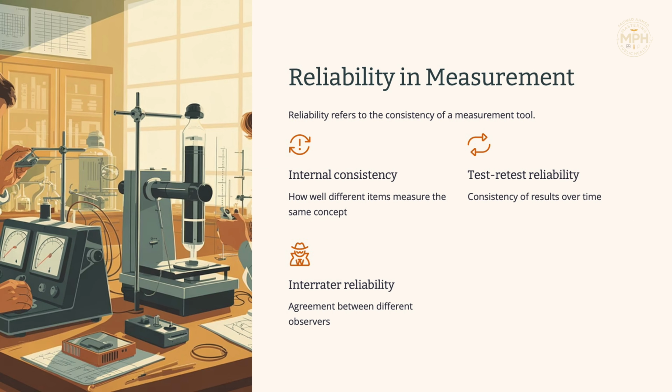Now let's discuss reliability and validity, two key concepts in ensuring quality measurement. Reliability is the consistency of a measurement. If a tool gives the same result over time or between observers, it's reliable. Types include internal consistency. Do items within a tool measure the same concept? Test-retest reliability. Is the result stable over time? Interrater reliability. Do different observers agree?